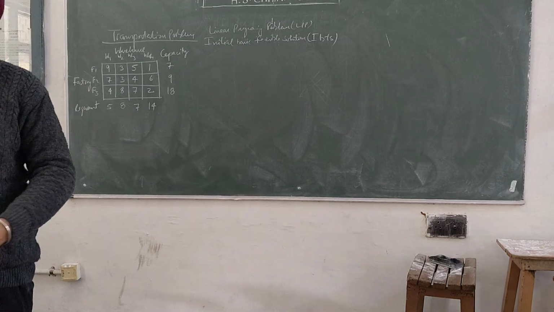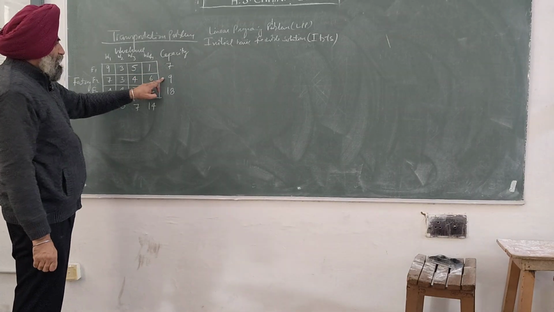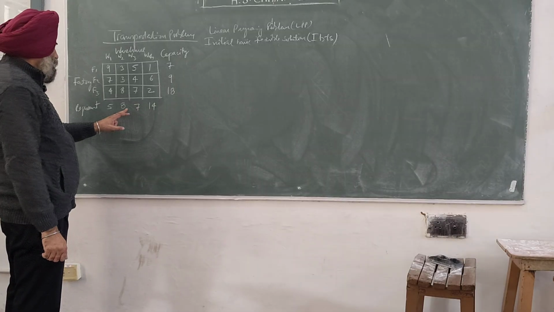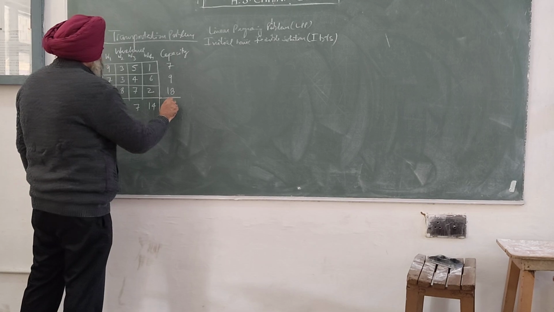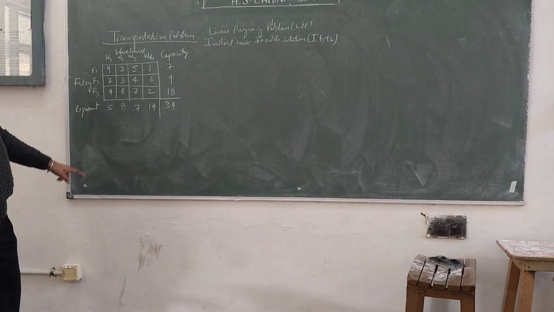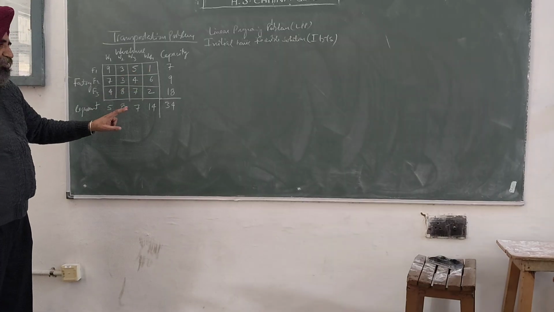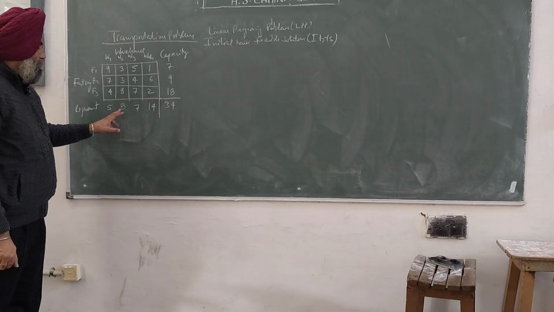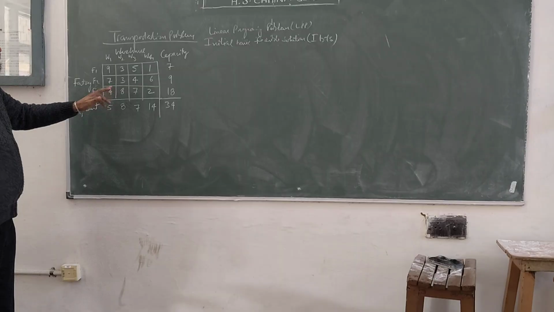Look at here, this is the problem which is given. If you count it here, 7 plus 9 is 16, plus 18 is 34. The requirement is 5 plus 8 plus 7 plus 14, again 34. Capacity and requirement are equal. This is the first constraint which should be met. If it is not met, then we have to rearrange the problem.